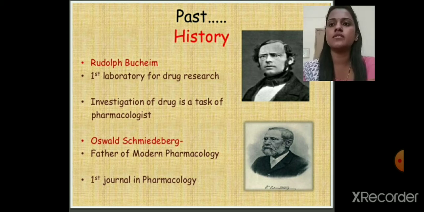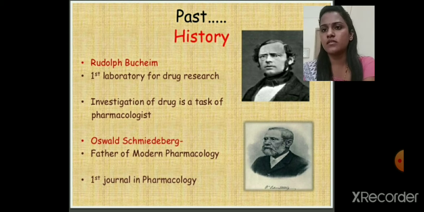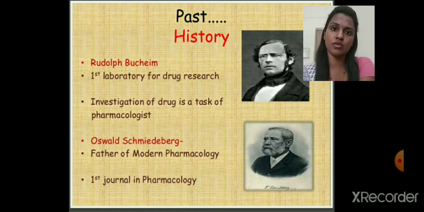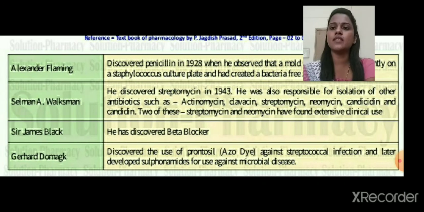The next scientist is Oswald Schmiedeberg. This scientist is called the father of modern pharmacology, and he started the first journal of pharmacology. Now in the next slide, we are going to see some important historical landmarks of pharmacology.